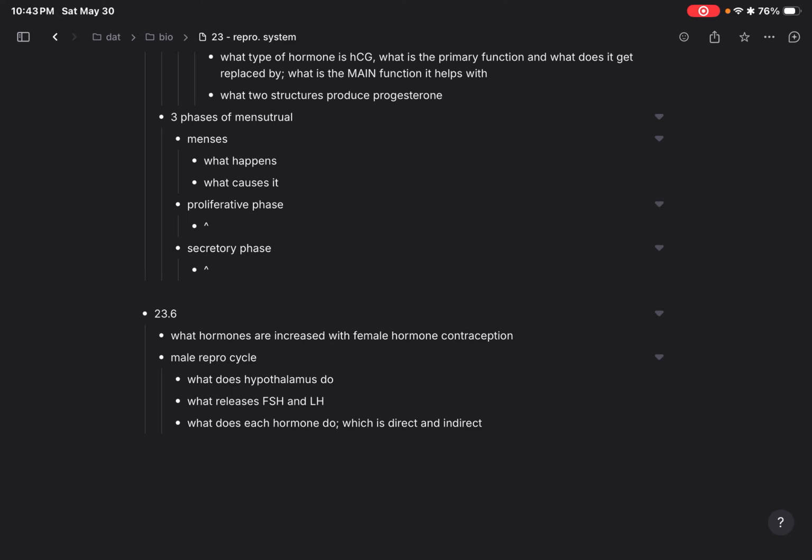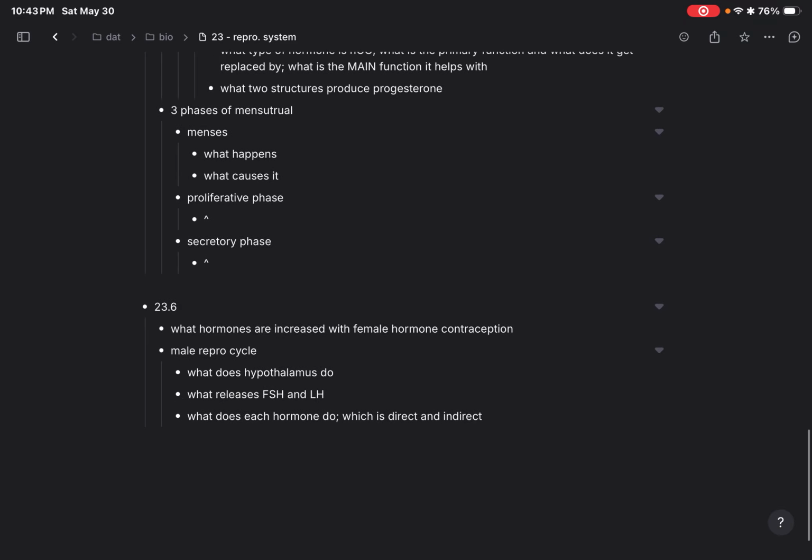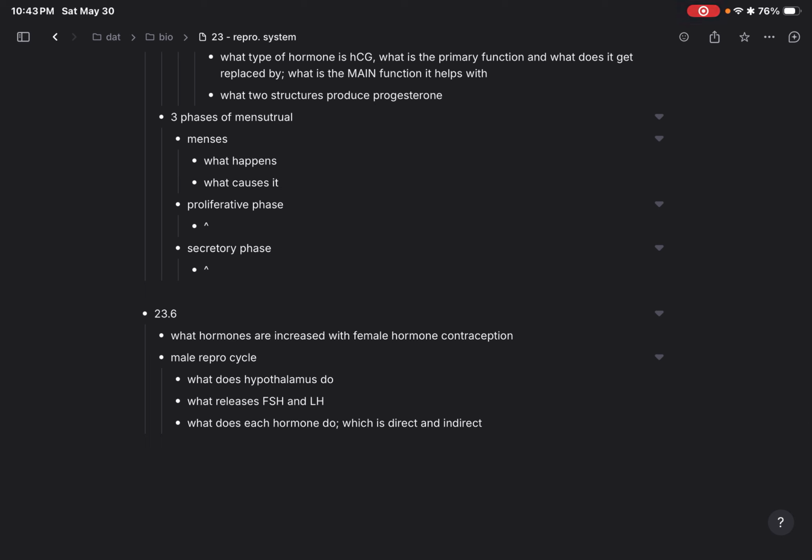What hormones are released with female hormone contraception? What hormones are increased? I want to say estrogen and progesterone. Why? Because it's a negative feedback loop, right? If you have high estrogen and high progesterone, the body's going to be like, we don't need any more of that. So it's going to stop releasing gonadotropin releasing hormone. It's going to stop releasing FSH and LH. If you don't have FSH or LH, then you're not going to be able to develop an egg. So no egg, no baby. Right? That makes sense, unless I'm completely wrong.